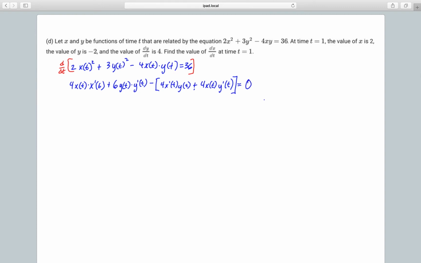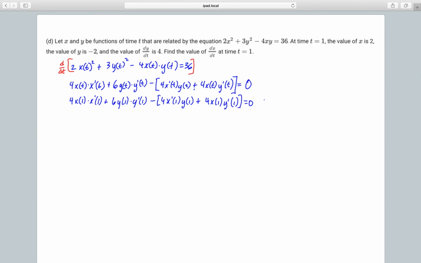So now what we can do is plug in 1 for t. So I'm going to have 4 times x of 1 times x prime at 1, plus 6 times y of 1 times y prime at 1, minus 4 x prime of 1 y of 1, plus 4 x of 1 y prime of 1, equals 0. And they've given us a bunch of that information. They said at time t equals 1, x is 2, y is negative 2, and dy/dt, which is the same as y prime, is 4. So let's just go fill those in.